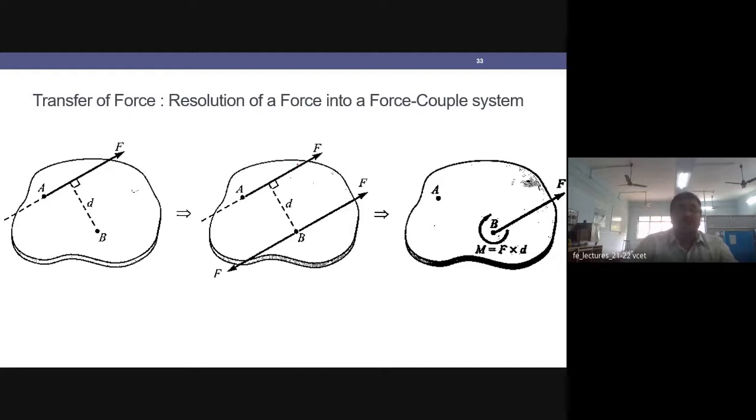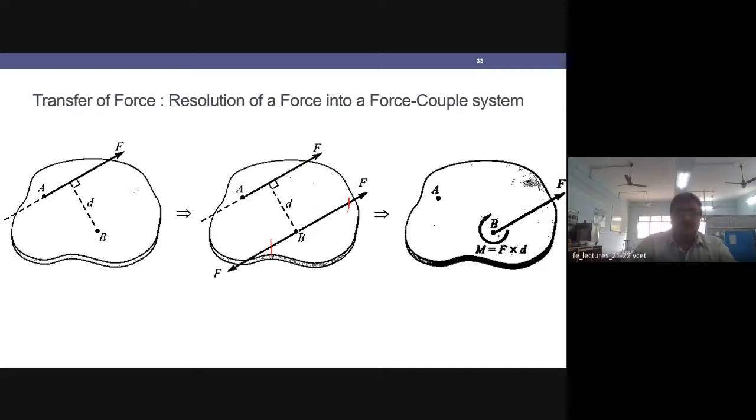So through the point B, I'll be passing, I'm assuming that through the point B I have an equal and opposite force of magnitude F. So what will happen here? This F and this F will cancel each other out, and I am left with the net effect of F only.